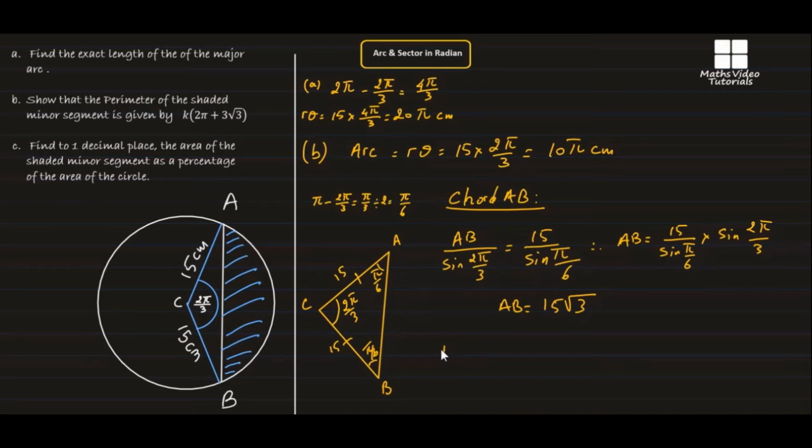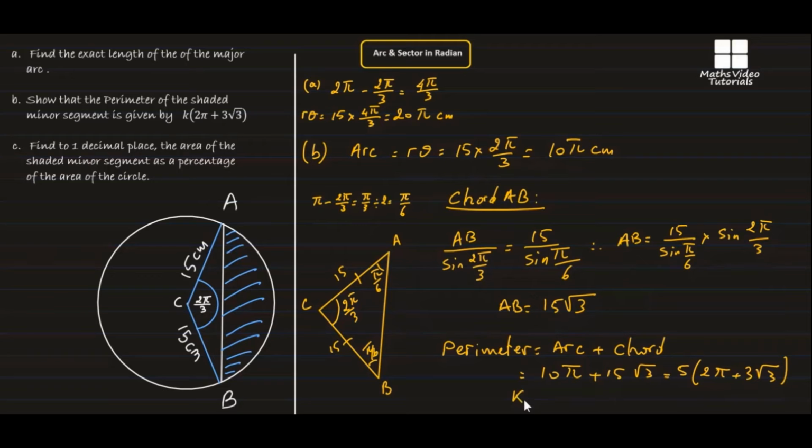So the perimeter, I should say, is going to be the arc plus the chord. The arc is 10 pi plus the chord, which is 15 root 3. We make 5 the common factor, it's going to be 5 times 2 pi plus 3 root 3. And so therefore the value of k is equal to 5. Okay, so that's part B completed. Let's do part C now.